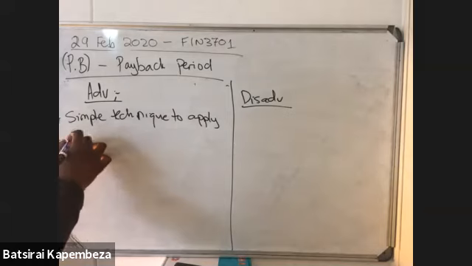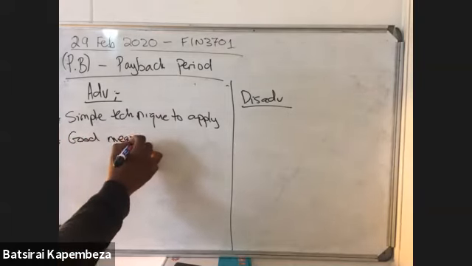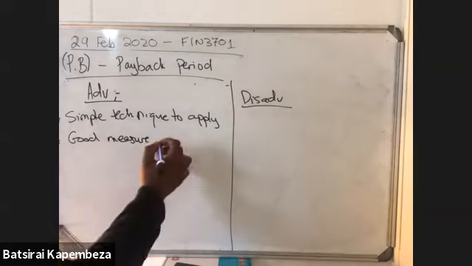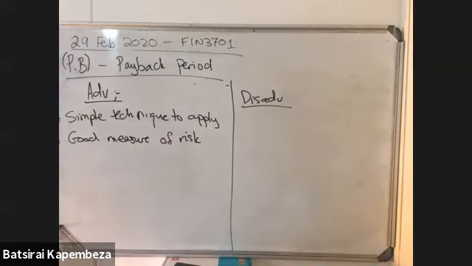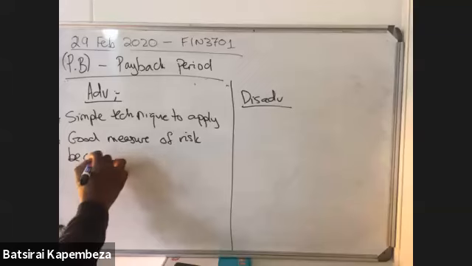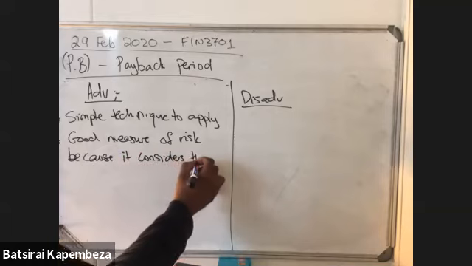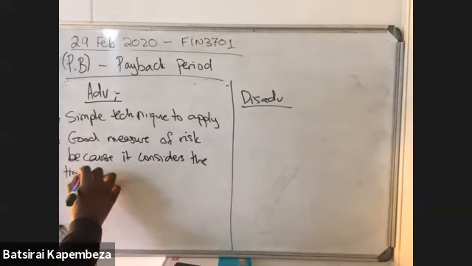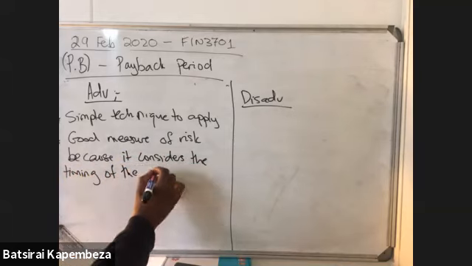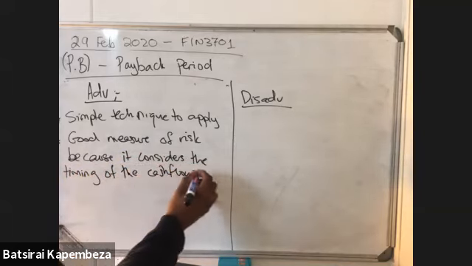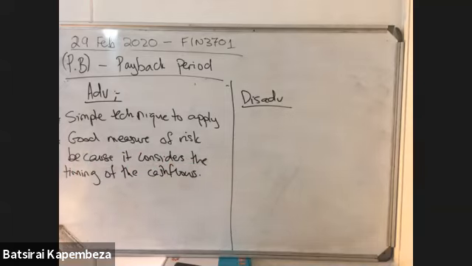And also, yeah, it's a good measure of risk, because it considers the timing of the cash flows. It considers when you are actually getting your cash flows. So that's a good measure of risk.